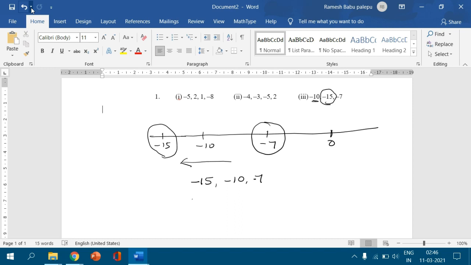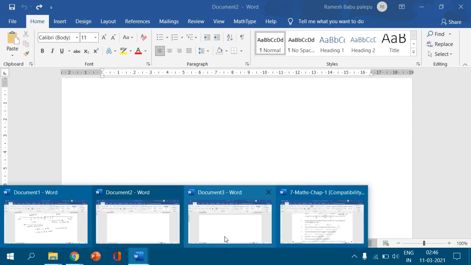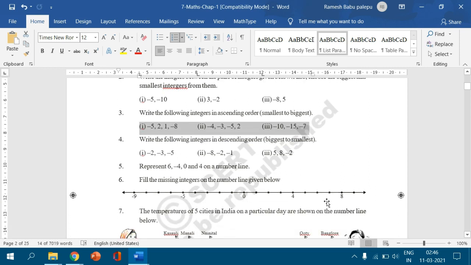So -15, -10 and -7. This is in the ascending order. That is, -15 less than -10 less than -7. Okay friends, this is the answer for the third question. I cleared everything. I hope you are understanding. I go to the next question, the fourth one.